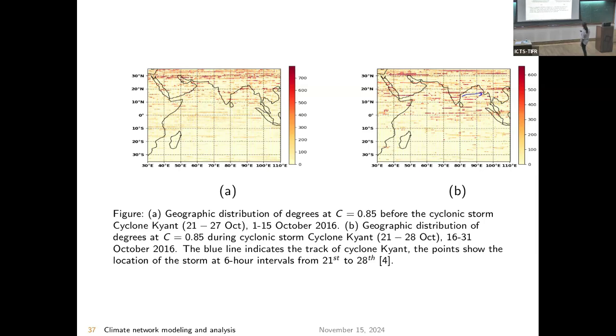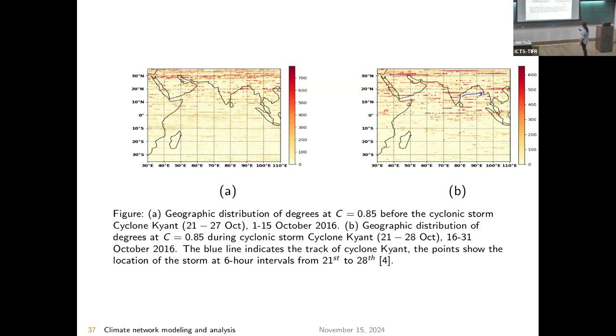You see that this blue line gives the path of cyclone Kant. It is taken from the Joint Typhoon Warning Center. This is not something we calculated, but we have plotted it, and it is taken at a 6 hour interval from the 21st to 28th October. That's how we plotted.